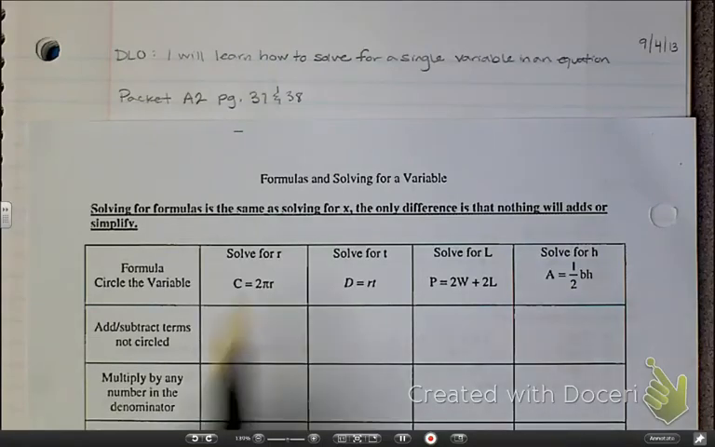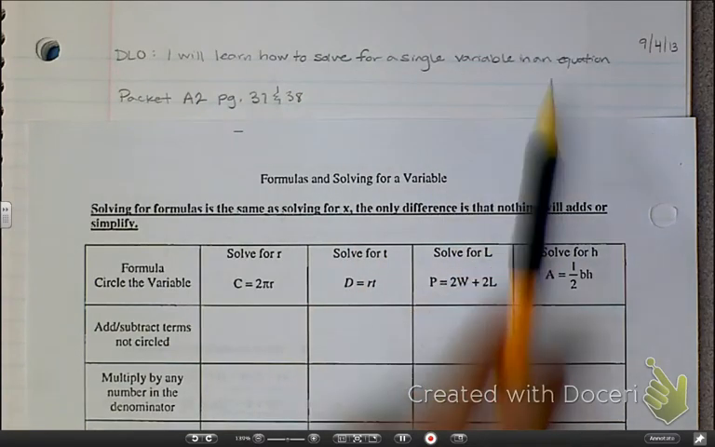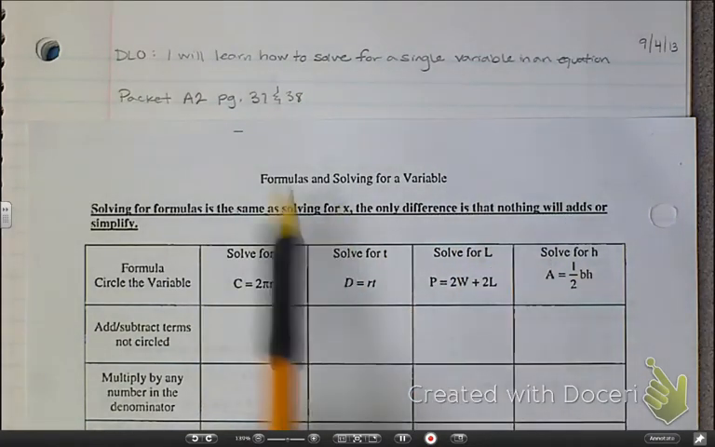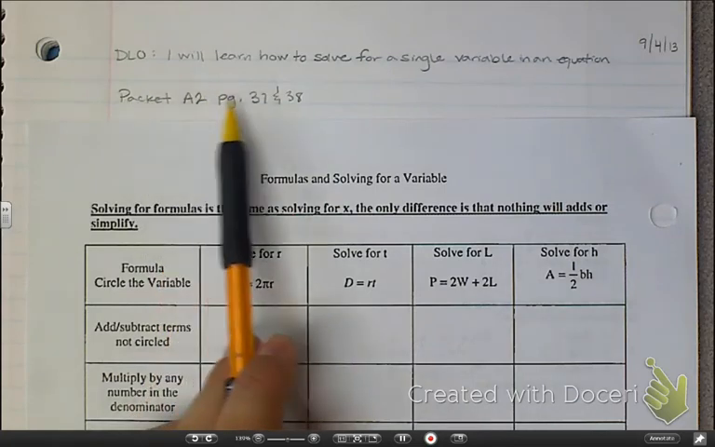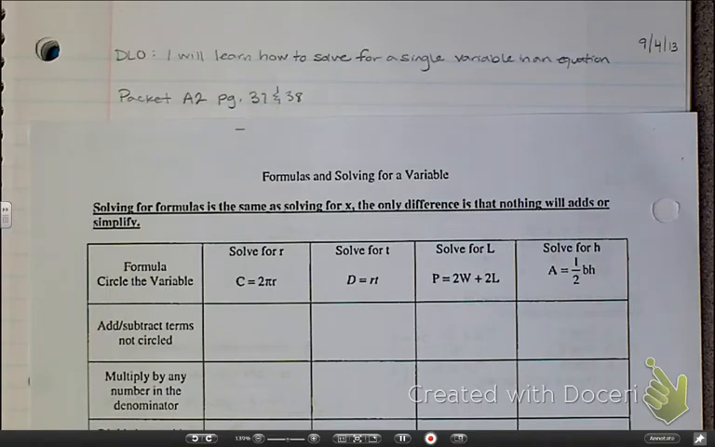Our DLO for today is I will learn how to solve for a single variable in an equation. So go ahead and write that down. We're working out of your packet on pages 37 and 38, so you guys can go ahead and open up your packet to those two pages.